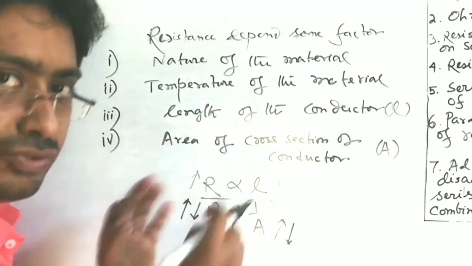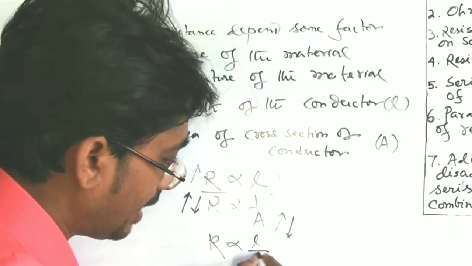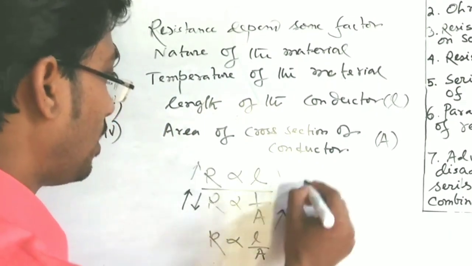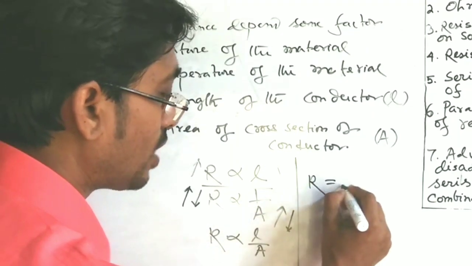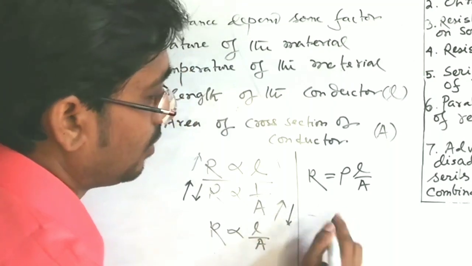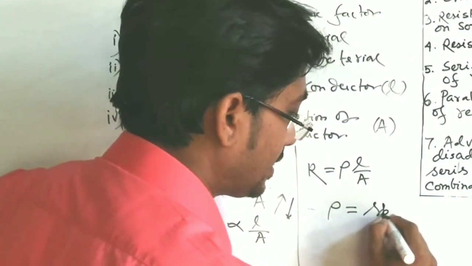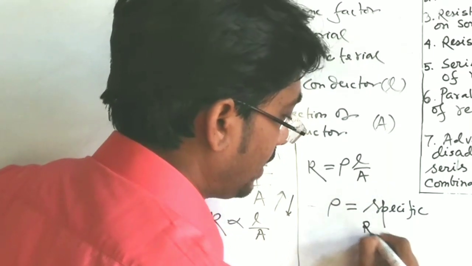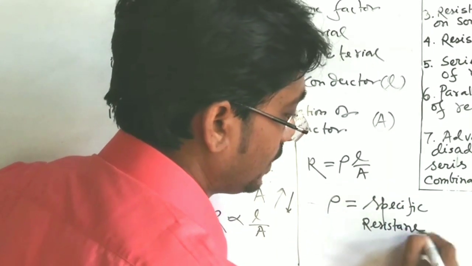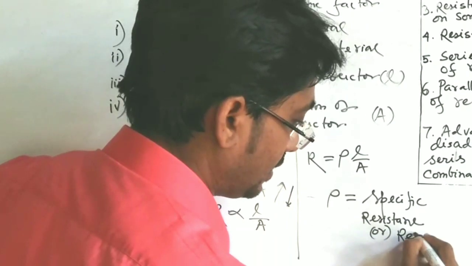If we take these two things in a single equation, then we can write R is proportional to L by A. So R is equal to rho L by A, where rho is known as the specific resistance, or resistivity.